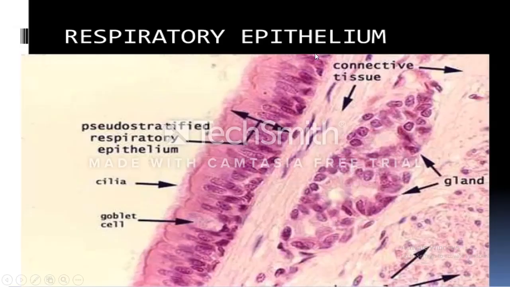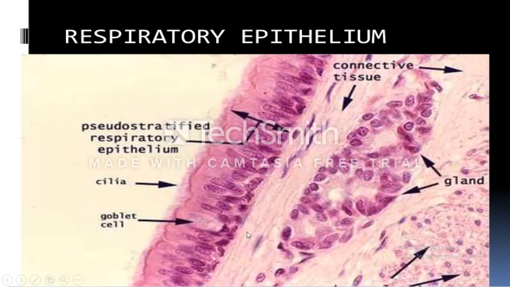This is respiratory epithelium. Respiratory epithelium, okay. Ciliated cell, goblet cell, basal cell. This is a basal cell. And this small granular cell, and this basal cell, and this brush cell. Okay, small granular cell, small granular cell.